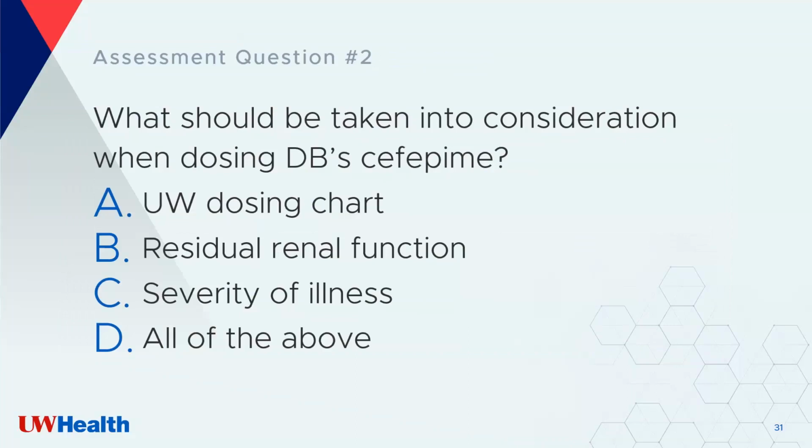So as a review for my assessment question number 2 and going back to the patient case, what should be taken into consideration when dosing our patient's FFP? So you can put your answer in the chat. Answer A is the UW dosing chart. B is residual renal function. C is severity of illness. And D is all of the above.